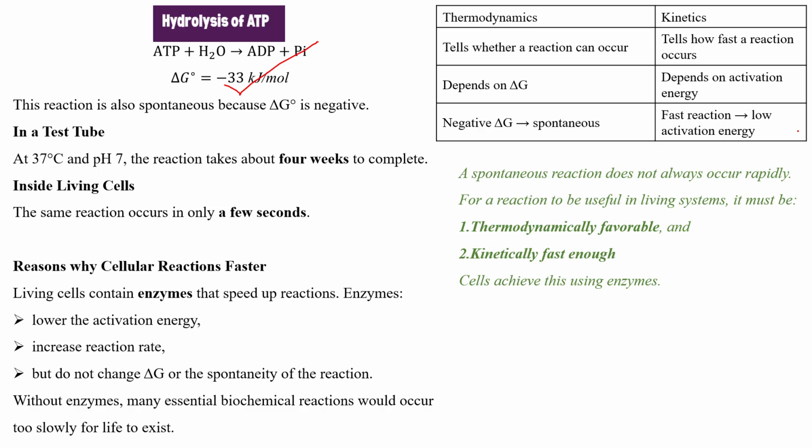Now, a spontaneous reaction does not always occur rapidly, like I've been saying. It depends on two things. For the reaction to occur, it depends on the thermodynamic concept. For the reaction to occur fast, it depends on the kinetics, whether the activation energy is high or low. So for a reaction to proceed very fast, you are going to need your enzyme. That's why we need our enzyme.